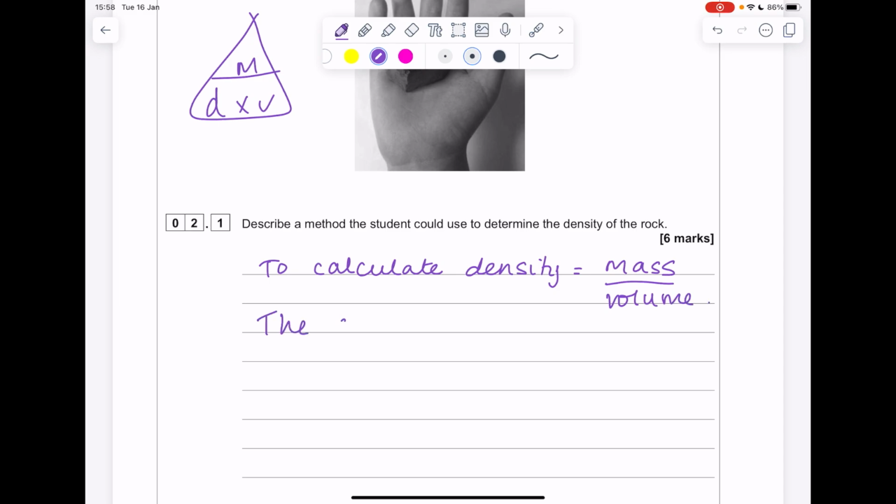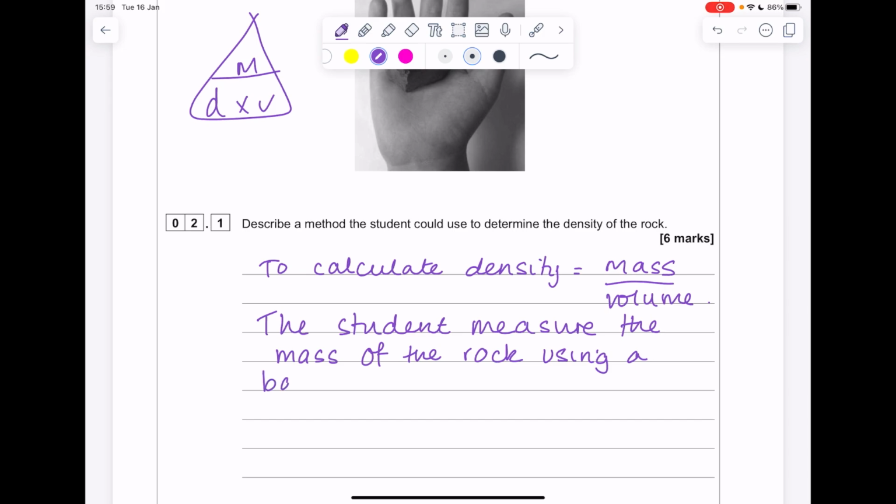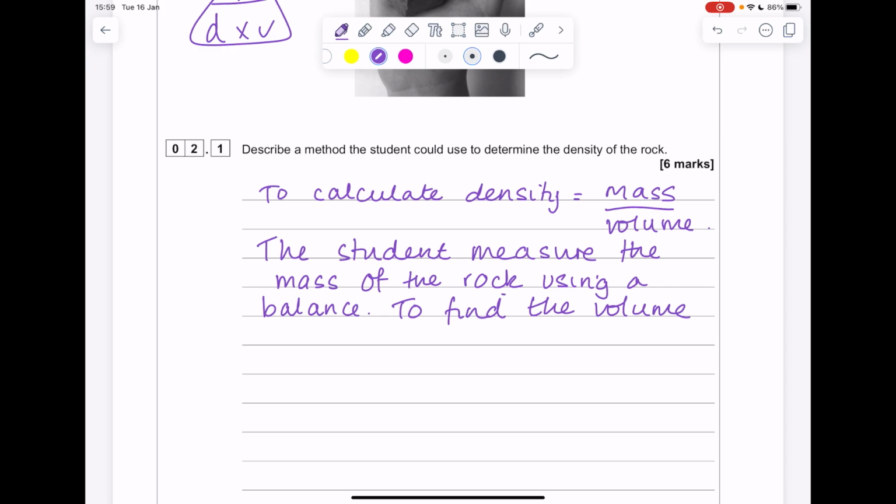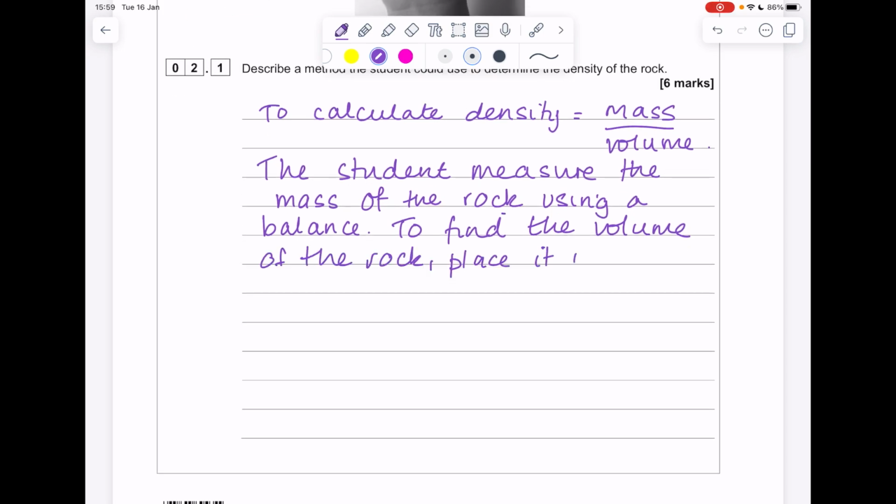So the student measures the mass of the rock using a balance. And now we need to find the volume of the rock. We want to use a displacement method because the rock is an irregular shape. I'm going to use a Eureka can. So place it in a Eureka can with water level with the spout.